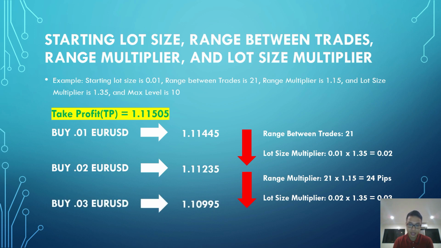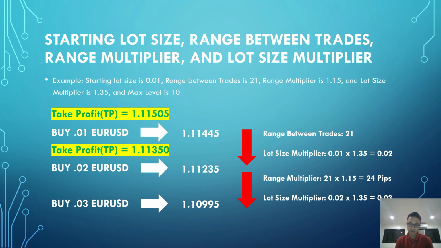That's 1.10995. And the lot size multiplier will also multiply the previous lot, which is 0.02 times 1.35, that's 0.03. So it will buy 0.03 at a price of 1.10995. And the take profit, instead of 1.11505, will be lowered down to 1.11350. So this is actually a cost averaging strategy.